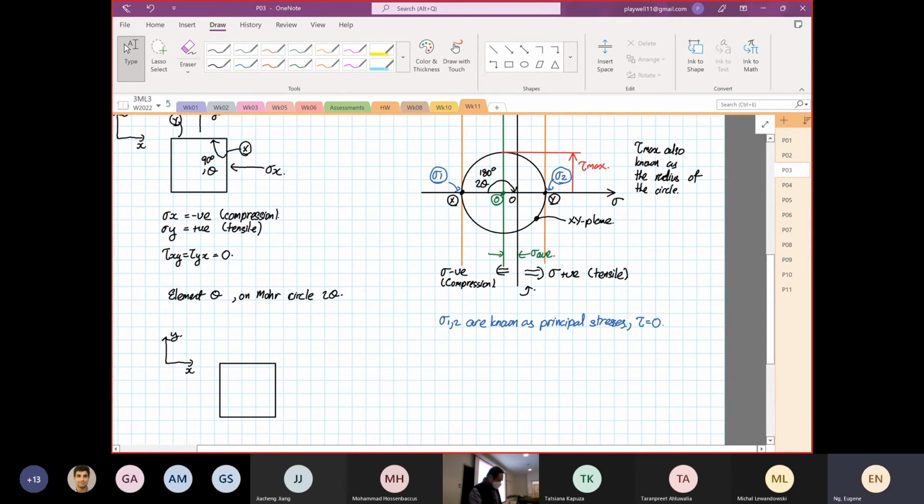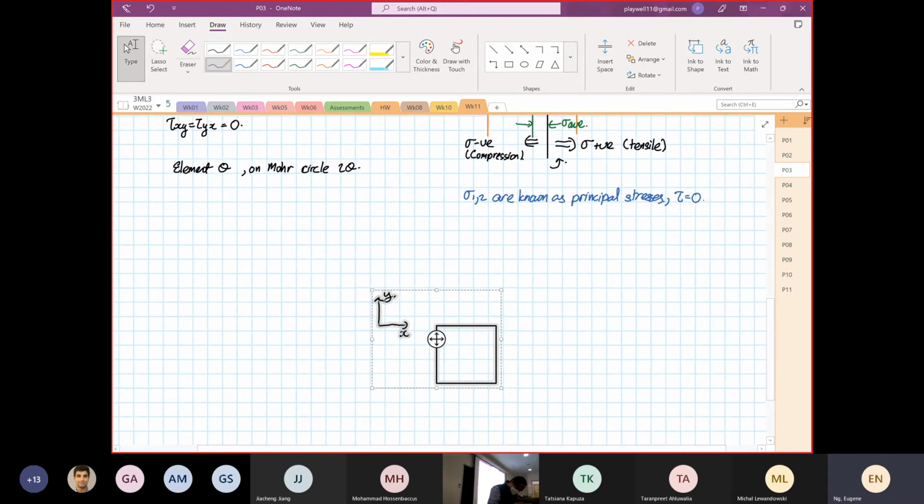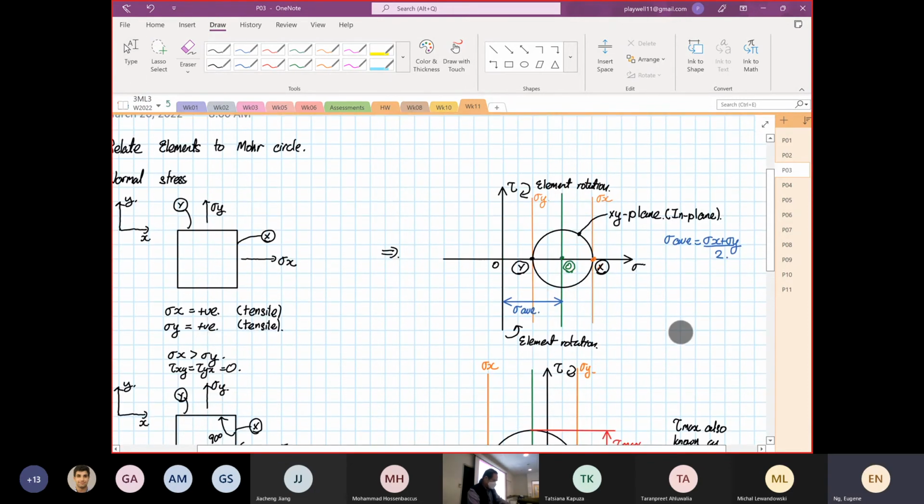Okay. Next, we are going to look at shearing stress now. That's where it matters. So we are going to look at shearing stress, or shear stress. All right. But before I go into shear stress, if we look at the normal stress, right?